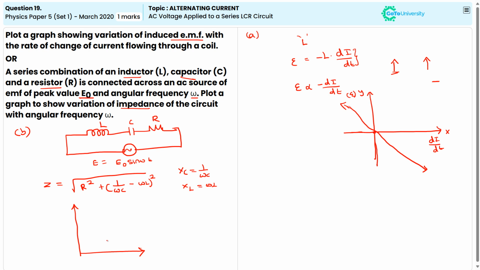Now let us draw the graph that shows the variation of impedance of the circuit with angular frequency omega. So let us take angular frequency omega on the x-axis and the impedance on the y-axis. If we draw the graph, we'll get a curve like this. Here we have the point where XC equals XL, and in this region XC is greater than XL, and after this point XC is less than XL. So this is the graph that shows the variation of impedance of the circuit with angular frequency omega.